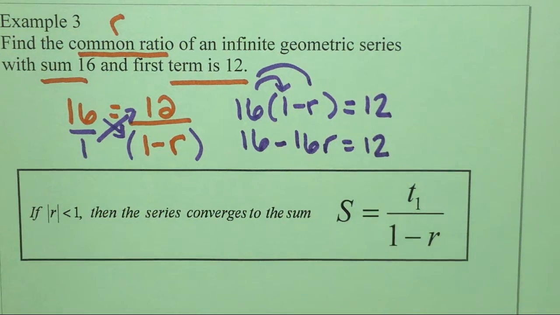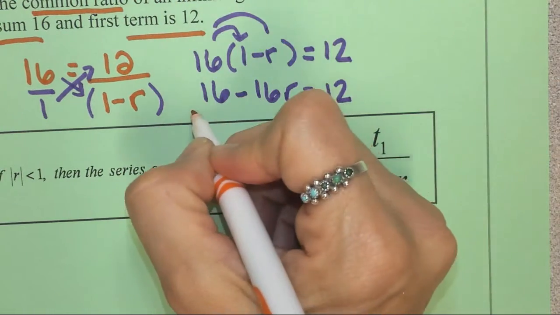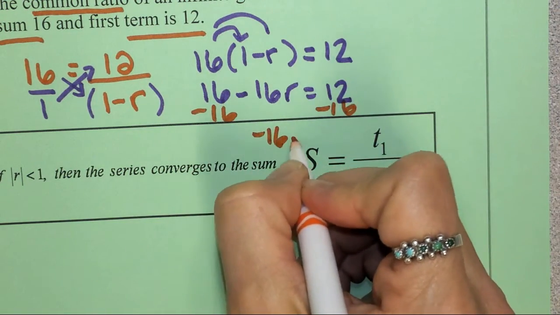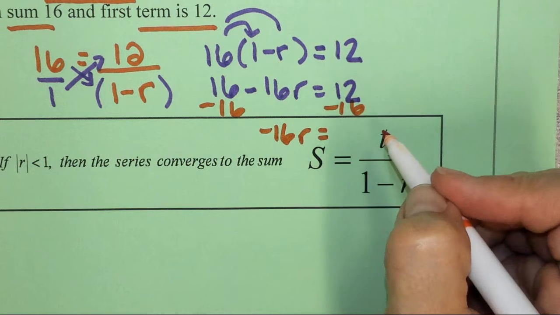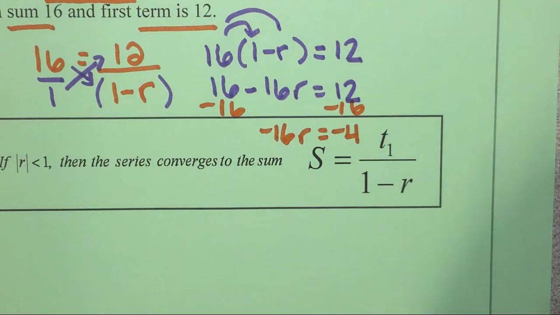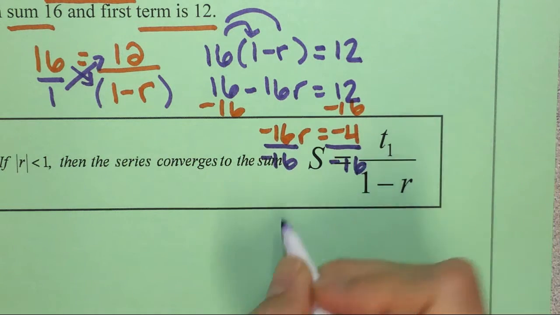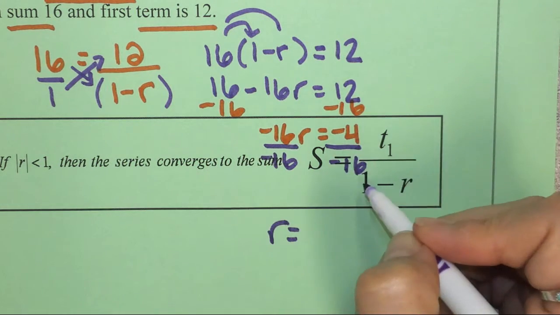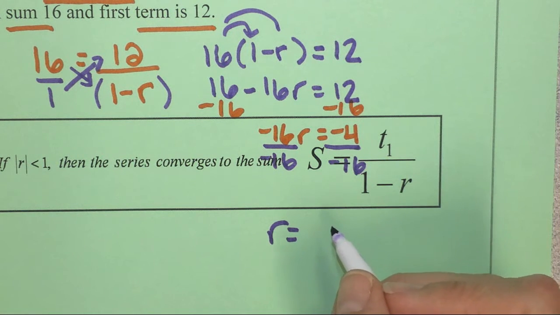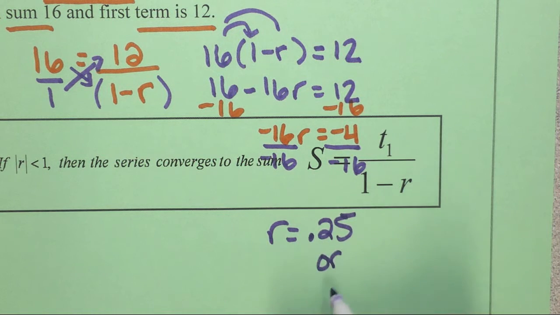How do I get R by itself? Subtract 16. Nice job. So negative 16R equals, what's 12 take away 16? Negative 4, and what's left to do? Divide. So what is R? What is negative 4 divided by negative 16? 0.25 or 1 over 4.